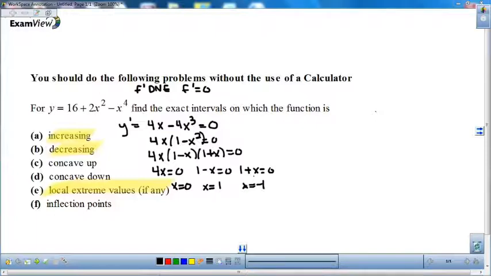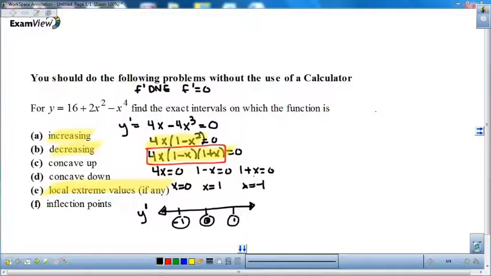And there's not going to be any place where my derivative does not exist because I don't have a denominator. Only when I have a denominator do I have to worry about where the derivative does not exist. So then I'm going to do a number line and check my derivative, because my derivative is the slope. I'm going to see if my slopes are going up, increasing, or going down, decreasing. I'm going to check negative 1, 0, and 1.